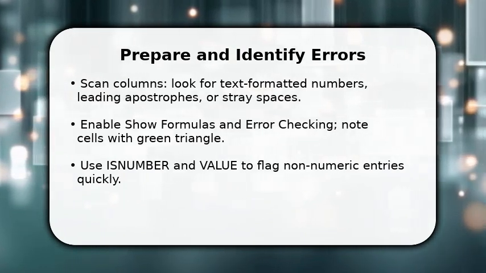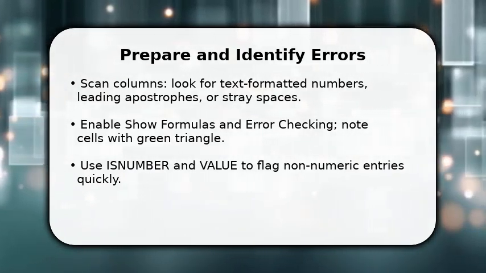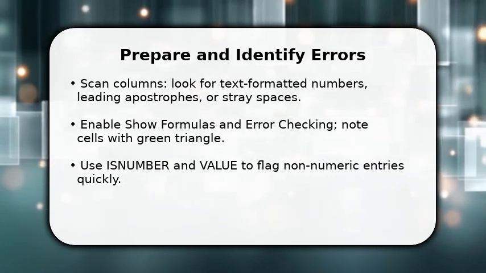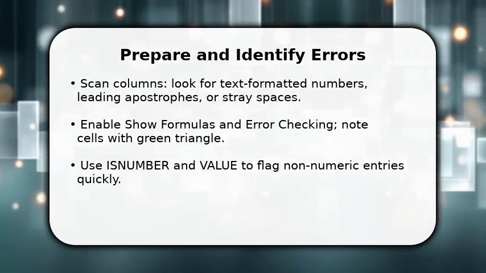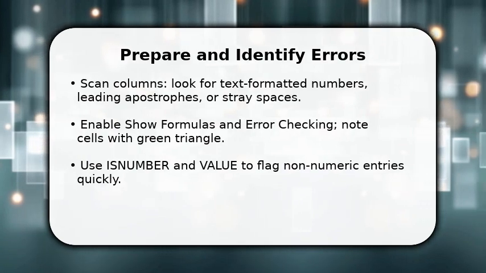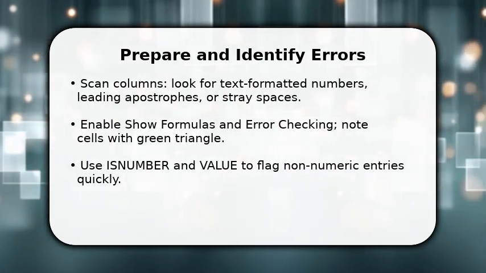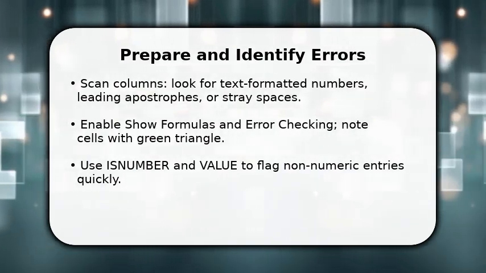Use ISNUMBER to mark true numbers. Once done, apply VALUE to convert obvious text numbers. Trim spaces with TRIM and remove leading apostrophes. Make sure to work on a copy of the sheet because these changes overwrite data.